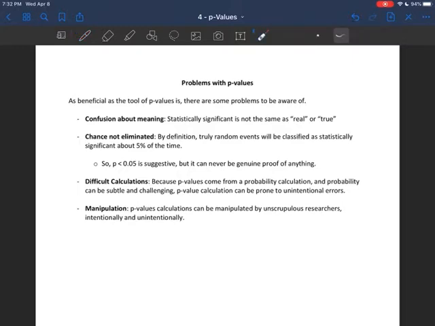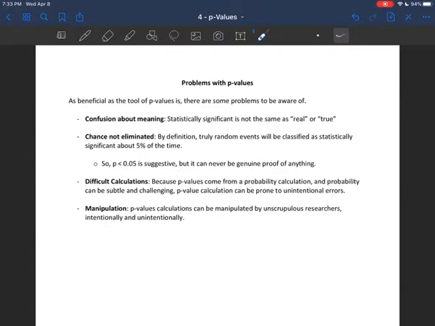Okay, so there are, however, some problems with p-values. As beneficial as they are, we have to be aware of some of the drawbacks. So one of the important ones is, like I was saying at the beginning, it's about the definition. Statistically significant is often taken to mean true or real, and that's not what it means at all, right? Remember, statistically significant meant a p-value less than 0.05, which in turn means that the probability that this observation or something more extreme would have happened by chance is less than 5%. That's not the same thing as saying there's really something happening here, or the thing that I think is true is really true, or my alternate explanation is true.